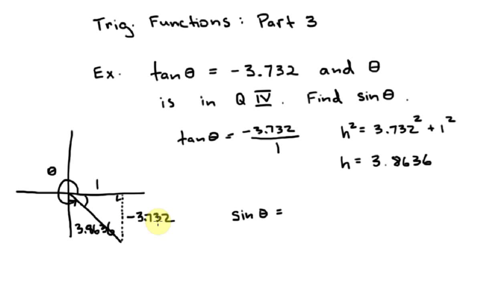It is opposite over hypotenuse. So negative 3.732 divided by 3.8636. And I wouldn't leave my answer like that. I would put it through in the calculator. Looks a lot better if you just say negative 0.9659. And there it is. So that's all there is to it.